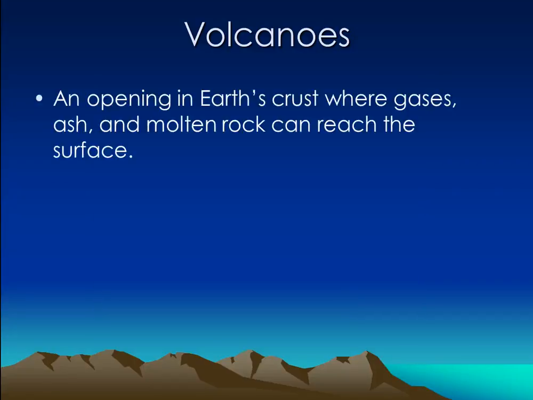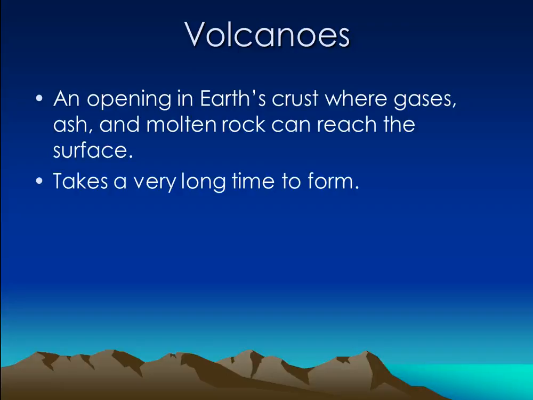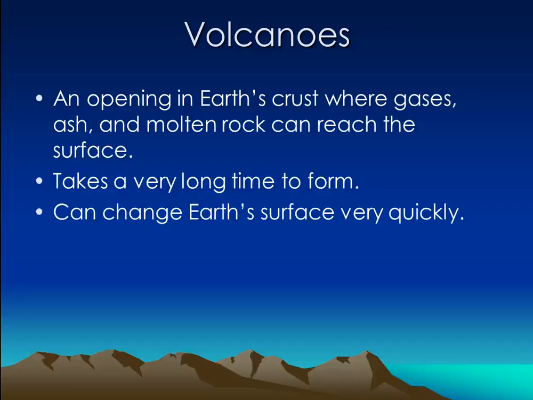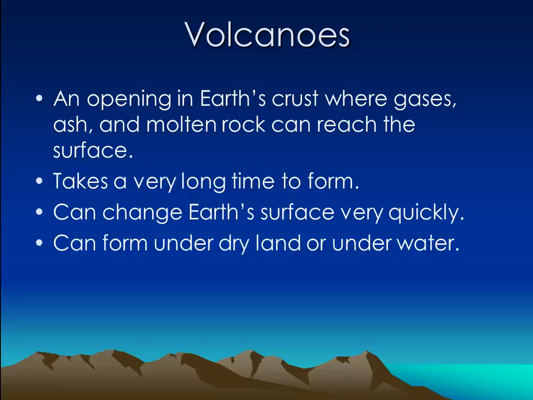Volcanoes are an opening in Earth's crust where gases, ash, and molten rock can reach the surface of the Earth. Volcanoes take a very long time to form. They don't just happen overnight. They take many, many years to form. When they erupt, they can change Earth's surface very, very quickly.